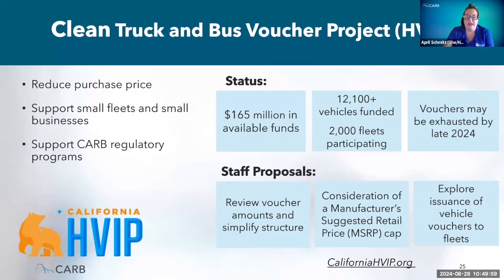There will be no additional funding allocations to HVIP for fiscal year 24-25 due to limited funding available in the budget, and the needs in other project categories are higher. HVIP funds are expected to be exhausted by late 2024 or early 2025.